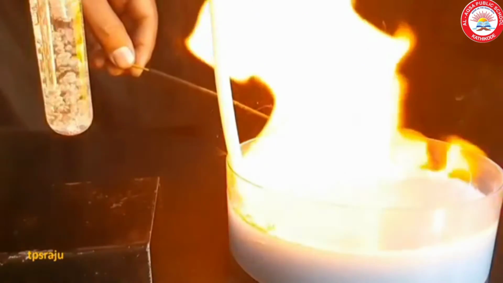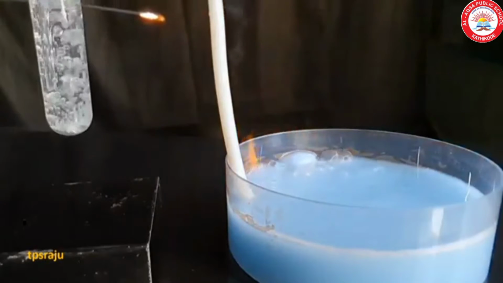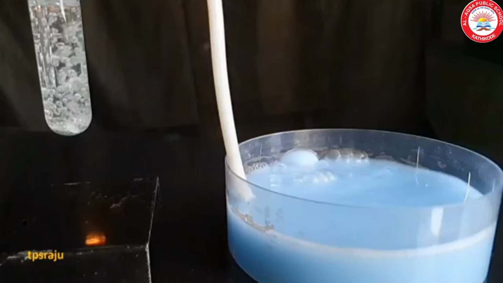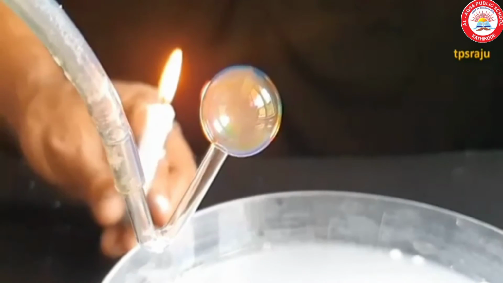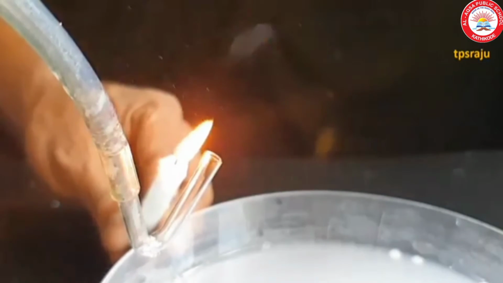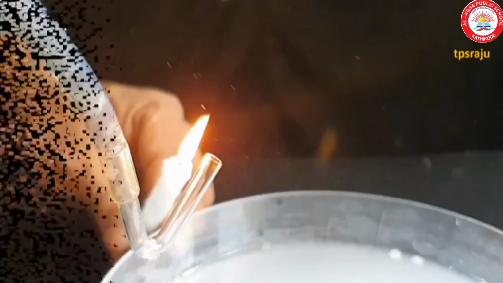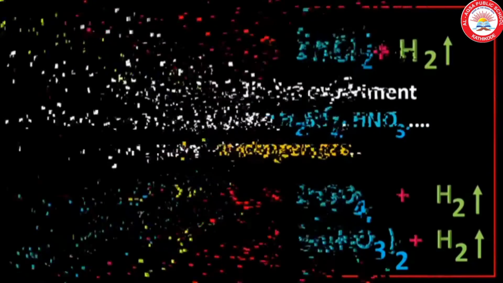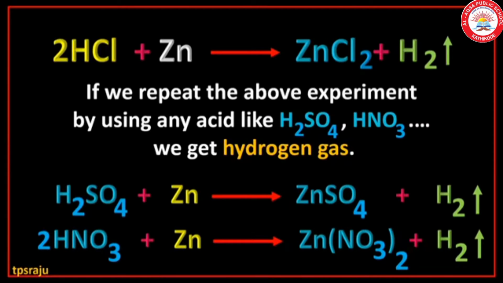Dear students, observe this process very well. Hydrogen gas is forming in the test tube. It passes through the delivery tube to the glass vessel containing soap solution. Here, we have to study that when HCl reacts with Zn, we get one salt and hydrogen gas. If we repeat the above experiment using any acid like H2SO4 and HNO3, we get hydrogen gas.